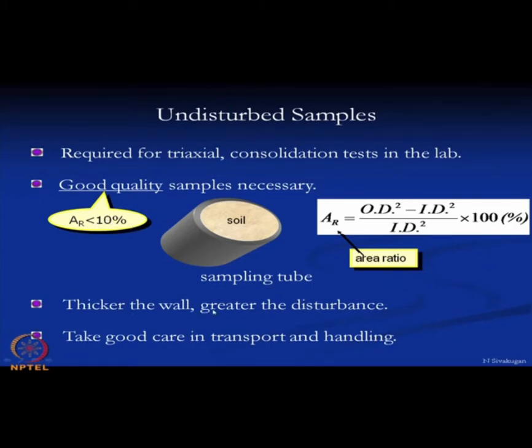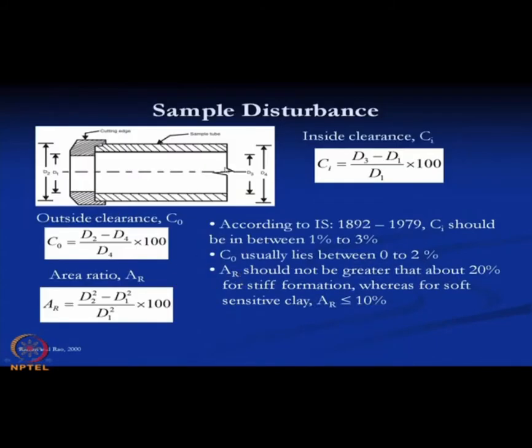For a good quality soil sample, this area ratio should be less than 10%. The thicker the wall of the sampler tube, the greater the disturbance. Then take good care of the transport and handling of the soil sample. Once we collect the soil sample, we have to take care in its transportation and handling so that the soil does not get disturbed. In the IS code recommendation also, the area ratio should be less than 10%. In addition to that, the IS code recommends a few other conditions for undisturbed samples.